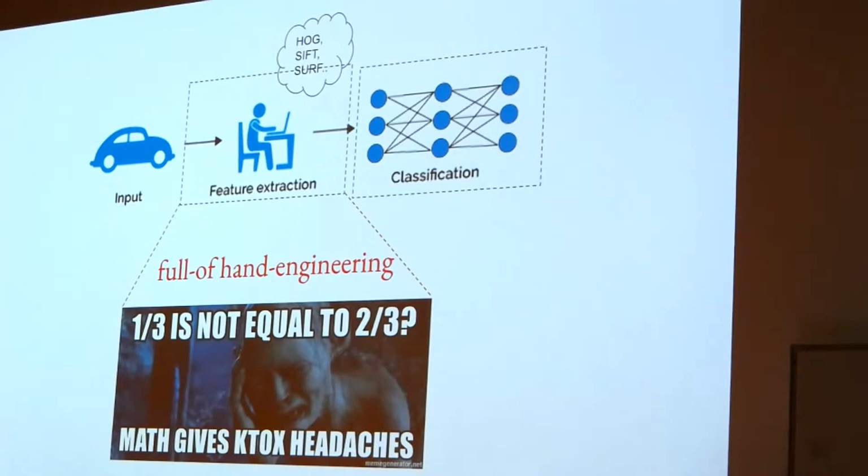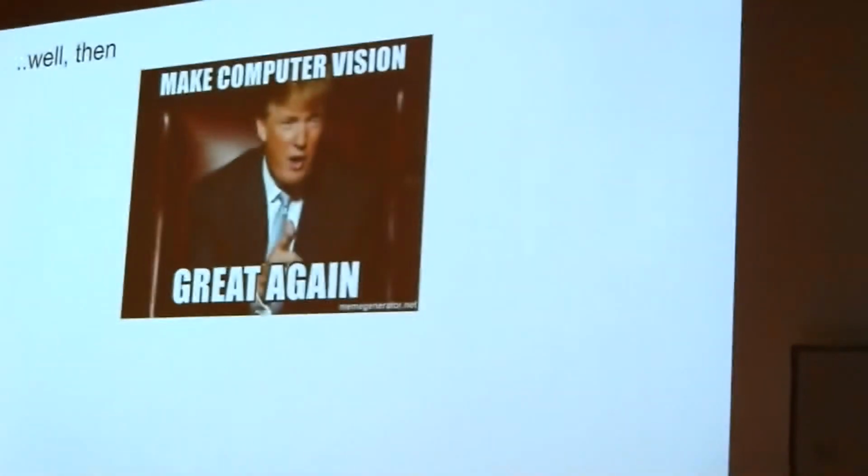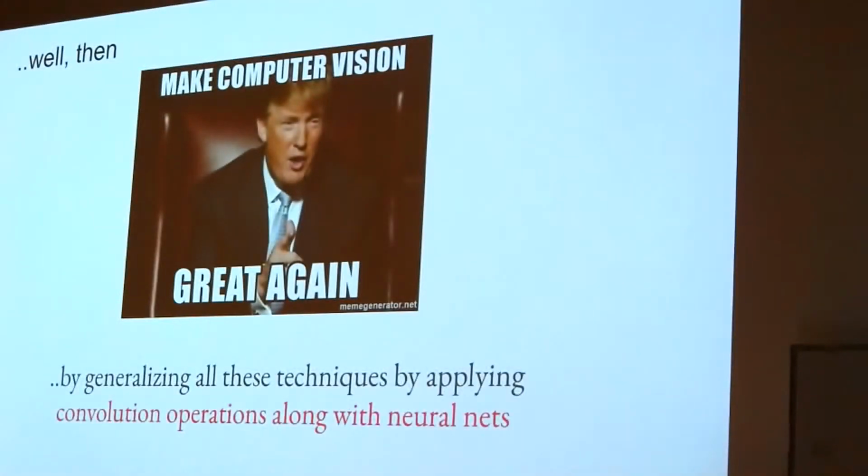So what convolutional operations are doing is actually solving this problem, making computer vision great again. All of this uses convolutional operations along with neural nets.